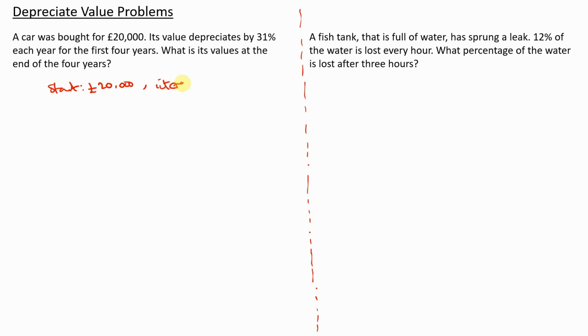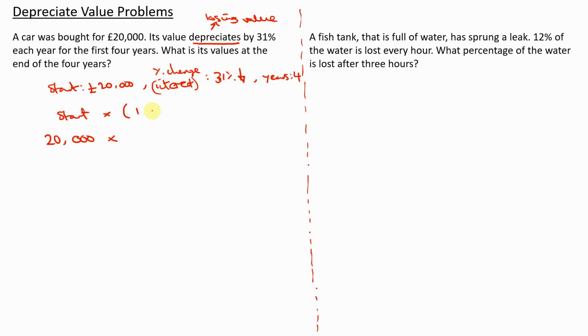My interest, in this case, it wouldn't particularly be called interest, it's just a percentage change. And that's going to be 31% down, because we are depreciating. This means losing value. And for the amount of years, that is 4 years. So I want to do my starting value times by, so I write it out as well, starting value times by 1. If we're depreciating, you want to take away the percentage. So this would be 0.31 as a decimal, and we want to still do that to the amount of years. And I realised I've not written it out in words there. I've done it like I'm going to do in the line below.